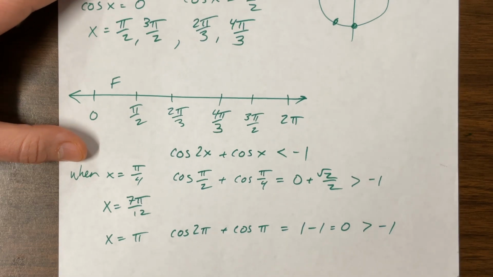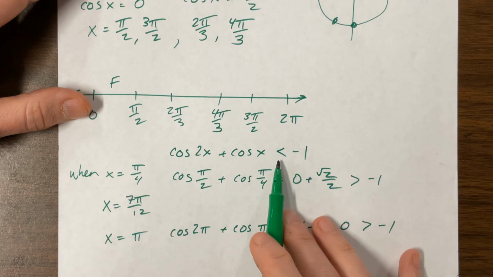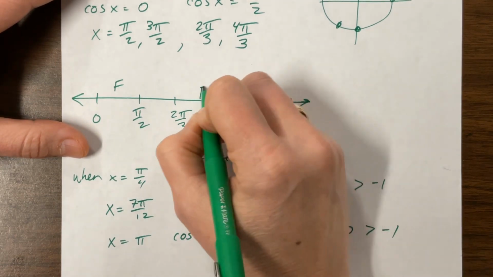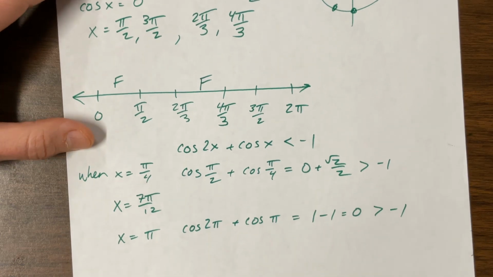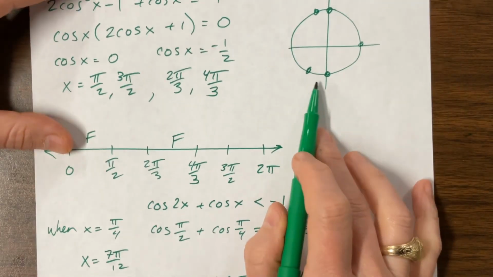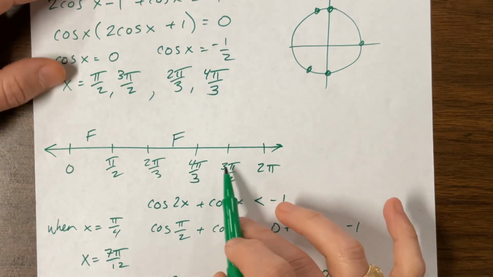Does that make sense? Did I do something wrong? I want it to be less than, and this is greater than negative 1. Oh, okay. I forgot for a second. To be true, it has to be less than. This is greater than, so this interval is false. Super.